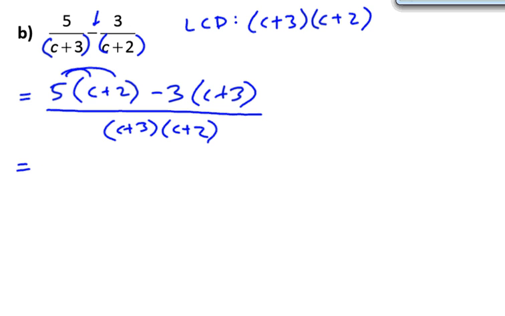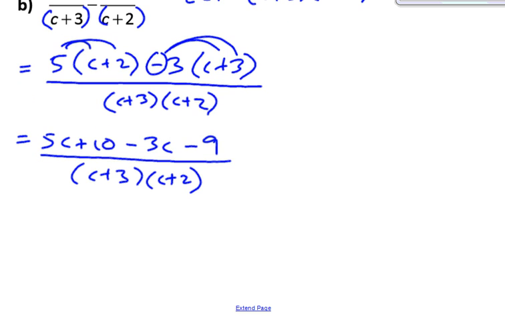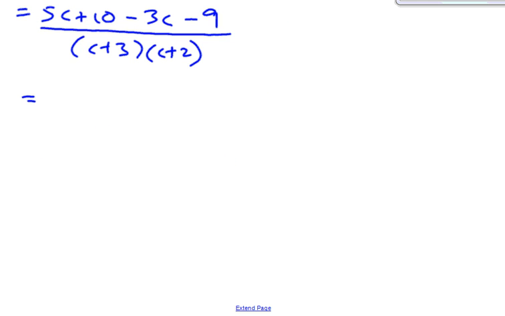Now we simplify. Distribute by c plus 10. Over here we're distributing a negative 3, so keep that in mind. And I get negative 3c minus 9. Again, keep that denominator factored. Okay? And then we have like terms, 5c minus 3c is 2c. Then 10 minus 9 is plus 1.